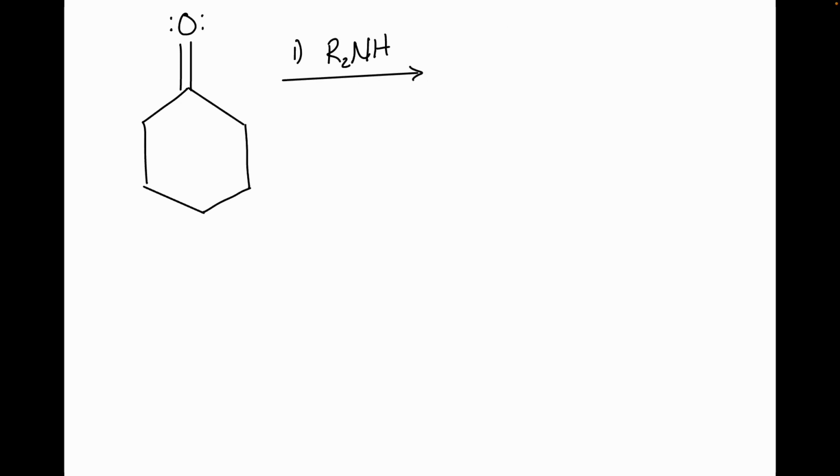Then I'll react this with one of those alpha beta unsaturated aldehydes or ketones, or any Michael acceptor really, but we'll pick an alpha beta unsaturated ketone. And then the last step is that acidic workup. Okay, so see if you can give me the product of our Stork enamine synthesis.